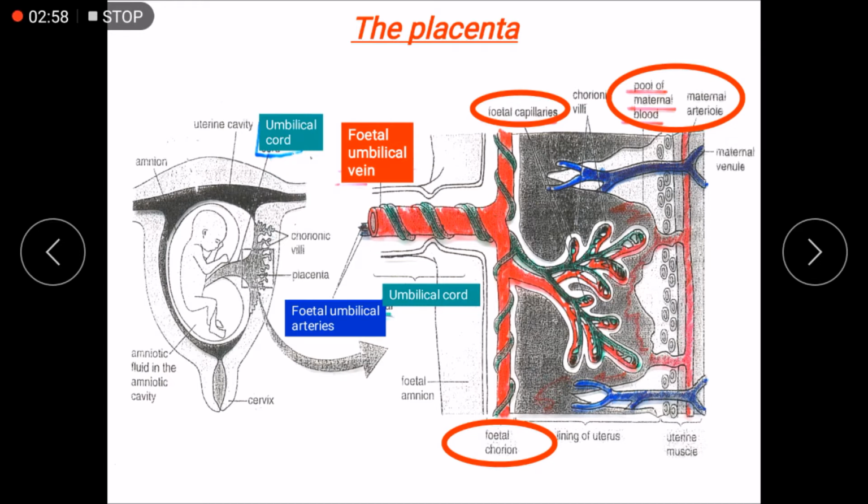The mother's blood will flow inside. The nutrients will diffuse into the baby's capillaries, and then the waste product will diffuse into the maternal vein, and then it will be removed by the mother. So this part is the placenta. We zoom out, and zoom in.